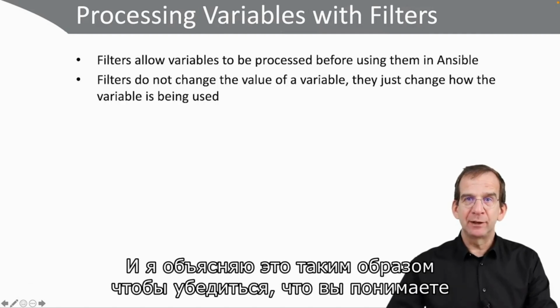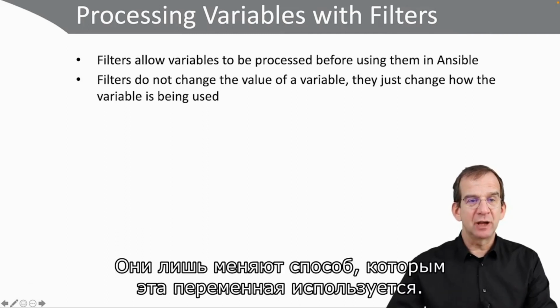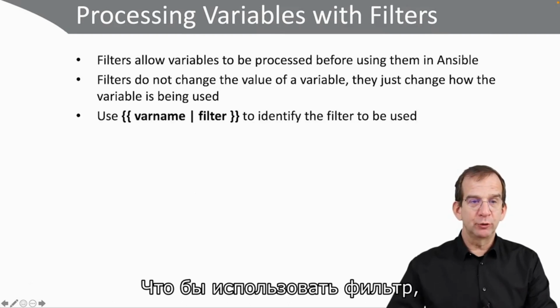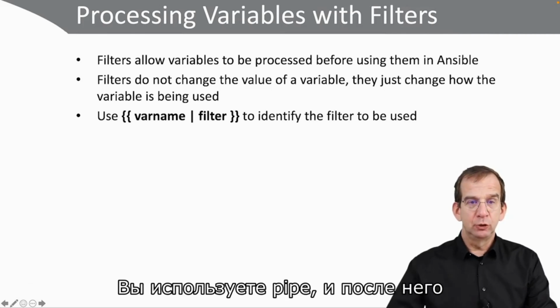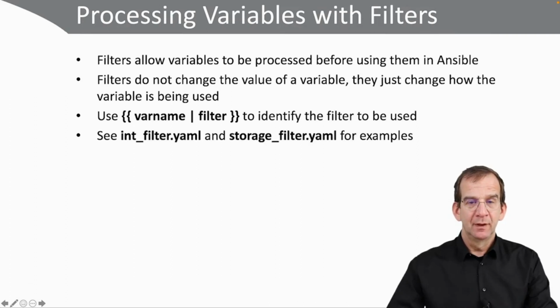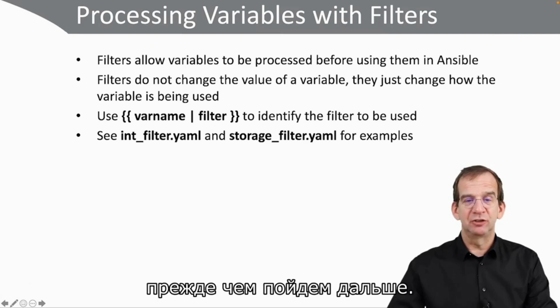And I'm explaining it that way to make sure you understand that filters do not change the value of a variable. They only change how the variable is being used. In order to use a filter, you put the variable between curly braces as normal. You use a pipe, and behind the pipe you identify which filter is going to be used. I have two examples, and I think we should just check out these examples before continuing.